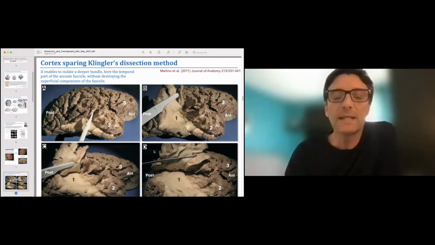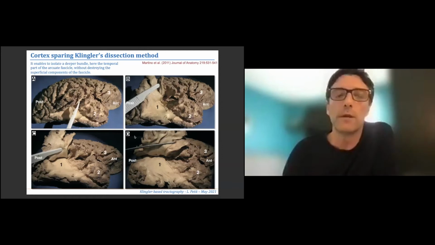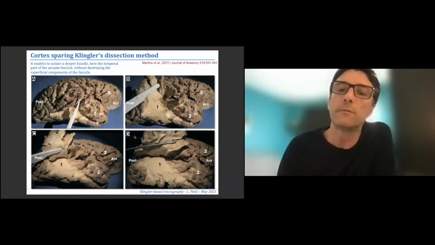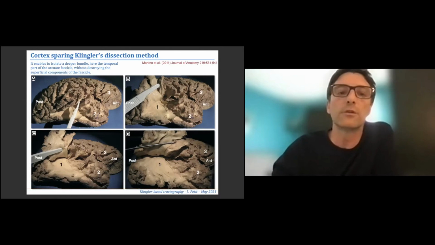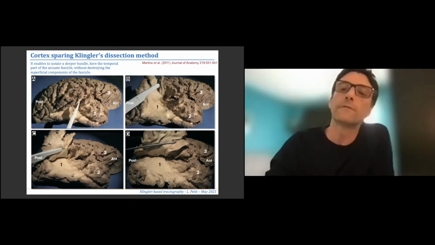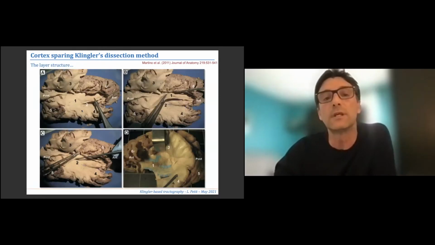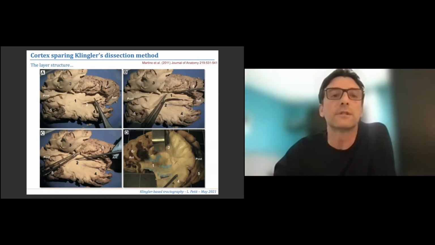So in that case, you get a much better definition of the different cortical terminations that you can get following these Klingler dissection methods. Here is another presentation of the different steps that you can follow and the different layers that you can discover when you are still keeping these different cortical terminations.